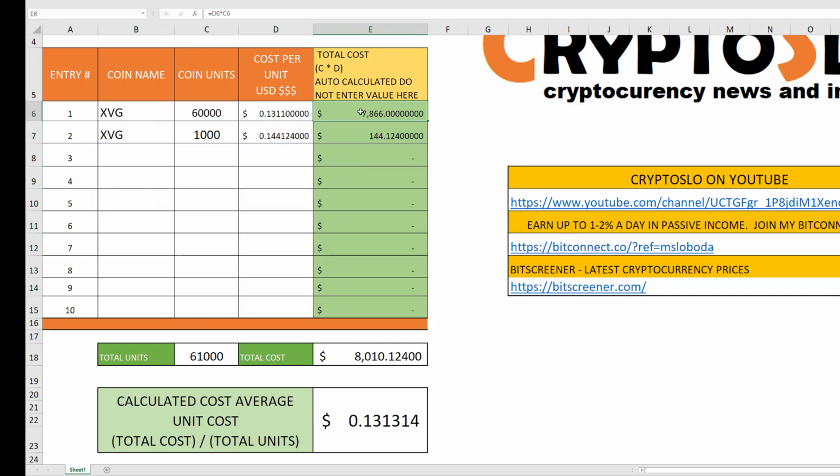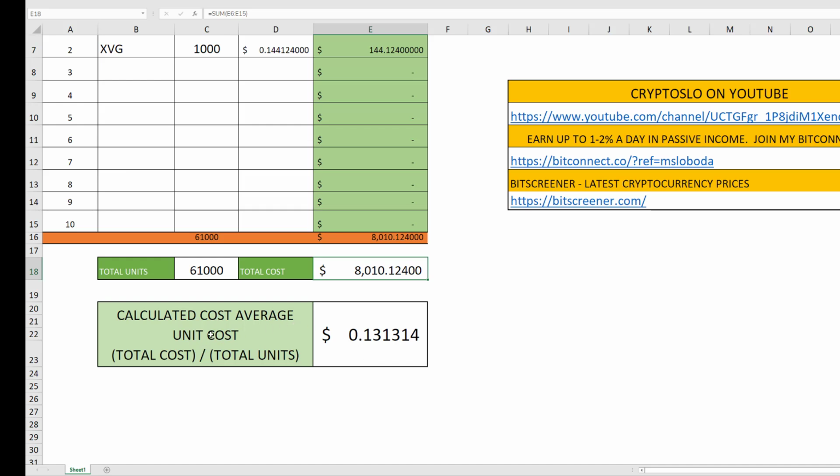So what happens here is all of this is added up here, total cost, and total units is added up. And then what happens is 61,000 units at a total cost of 8,010, total cost divided by total units. So we take the total cost divided by the total units, and we have our new unit price. So we know if Verge is above 13.13 cents, I'm making money.